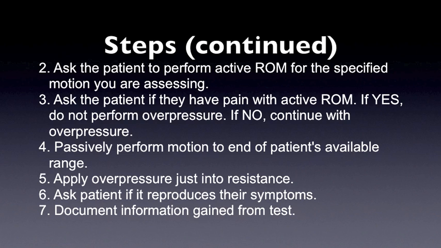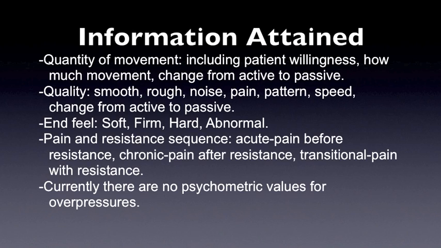Number 6, ask the patient if it reproduces their symptoms. Number 7, document the information gained from the test. The information you are documenting includes the quantity of the movement, the quality of the movement, the end feel, and the pain resistance sequence. It is important to note that clinically, you would drape your patient appropriately, as well as perform the test on both sides.